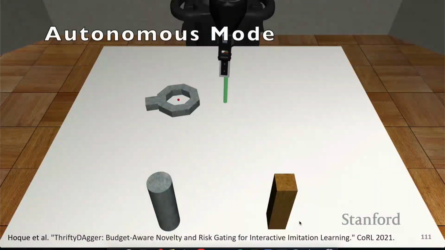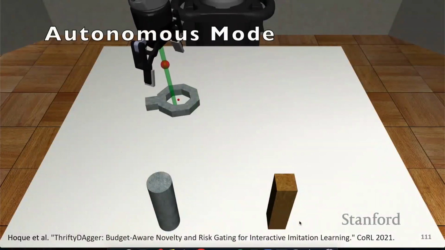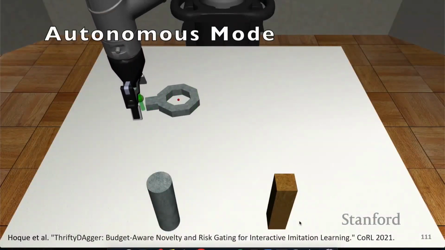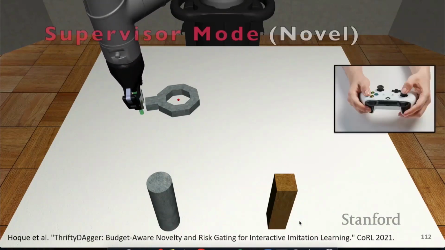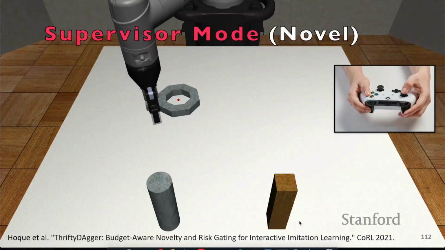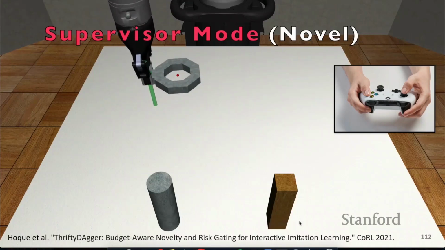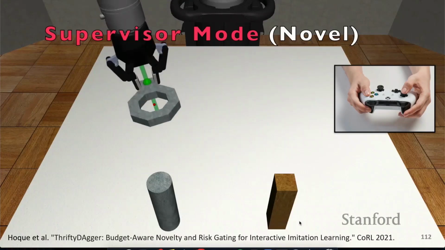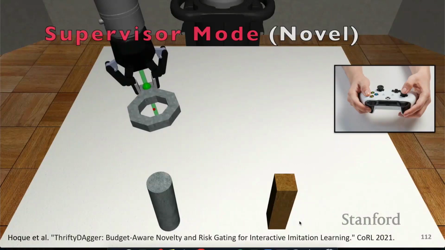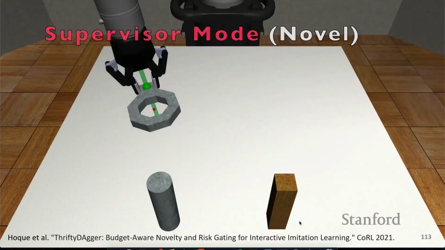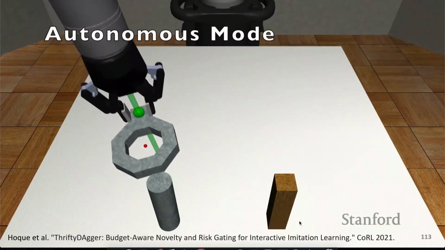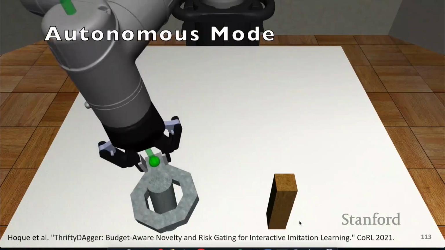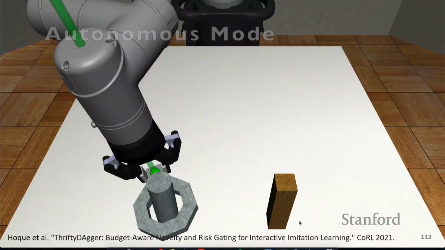To ground this, here's an actual execution of the algorithm where it starts off in autonomous mode. It's going to go down and try to grasp this washer, but it misses. It now detects that this is a novel state and asks for human supervision. We come in and teleoperate the robot. At some point, it detects, OK, I'm back in distribution. Things are not novel or risky anymore. It takes over, switches back into autonomous mode, lets the human go do their own task, and finishes putting the washer over the peg.